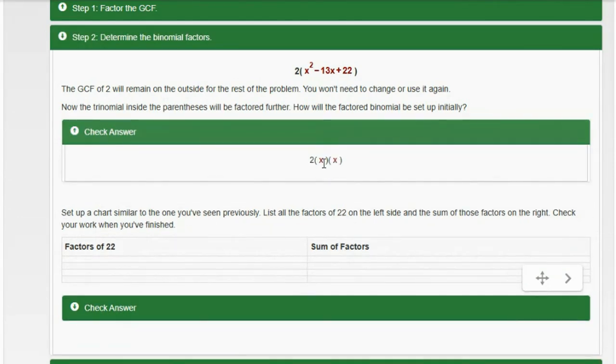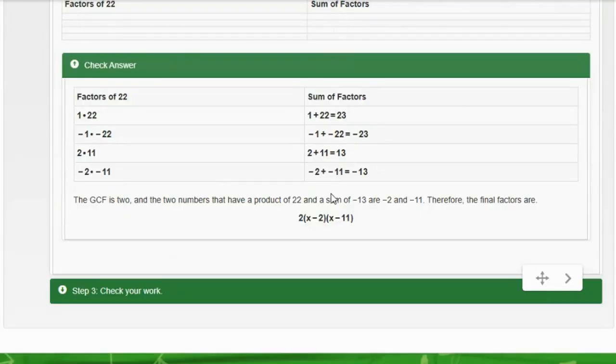So it's going to be an x times an x to get the x squared, but what is going to be the factors of the 22? Again, they looked at 1 times 22 or negative 1 times negative 22, all 4 of those. And the only one that added together properly is the negative 2 and negative 11. So that gave them those factors, negative 2 and negative 11.